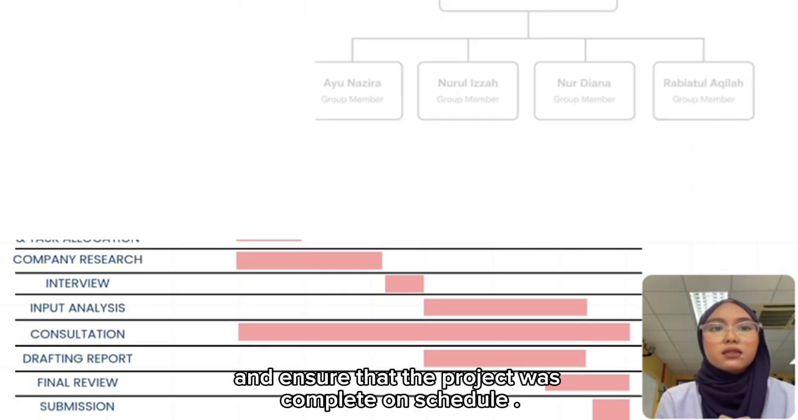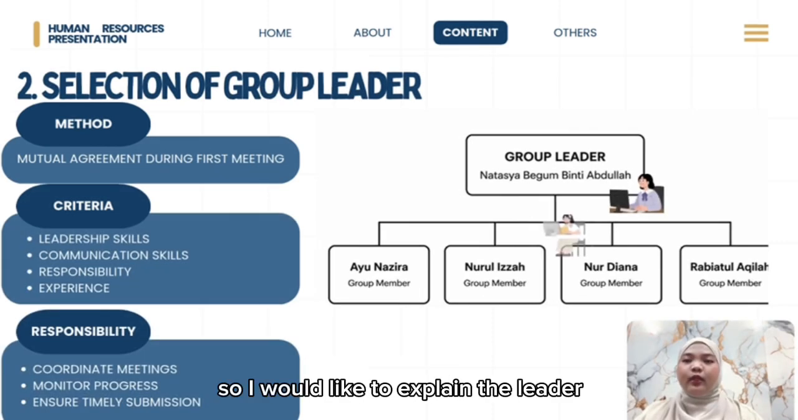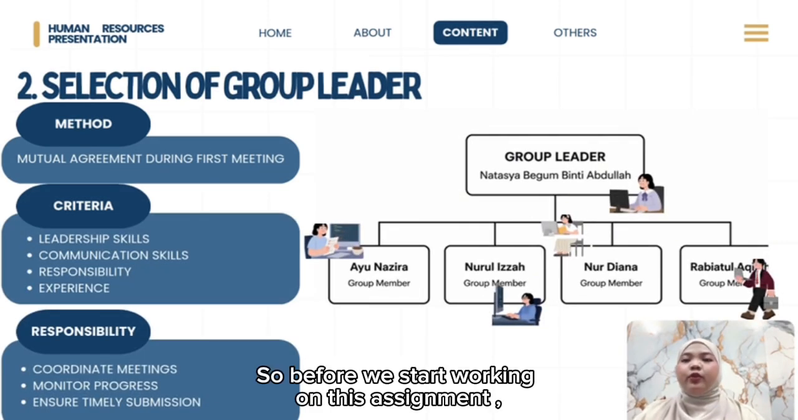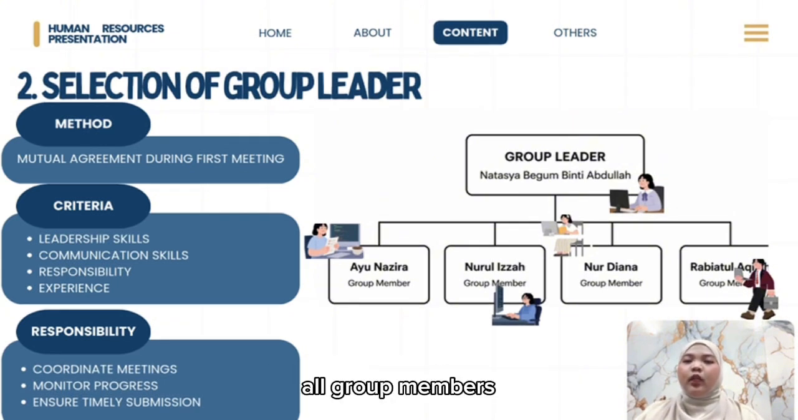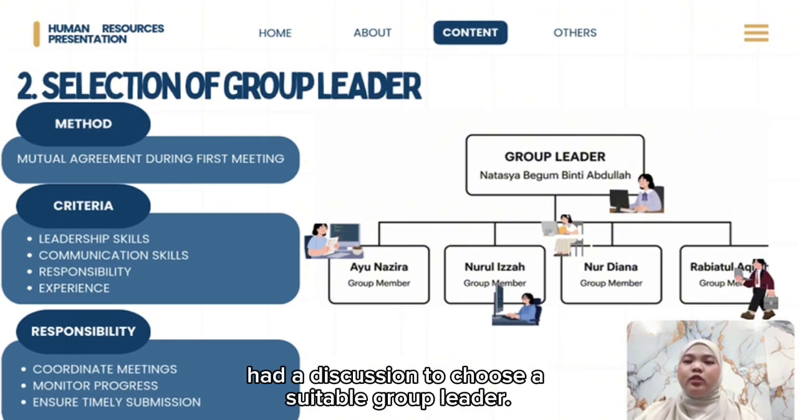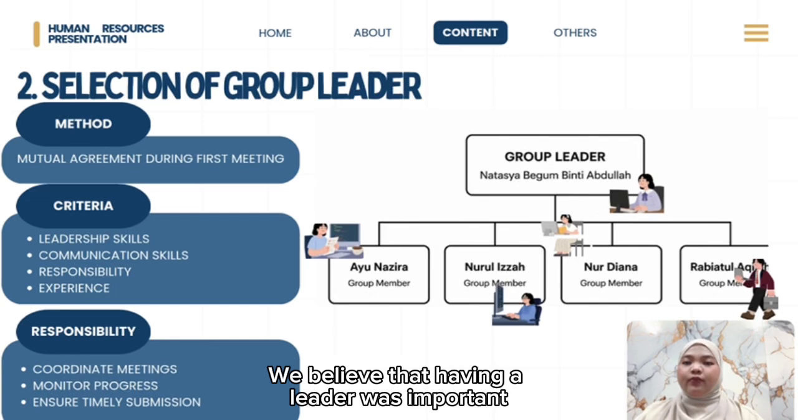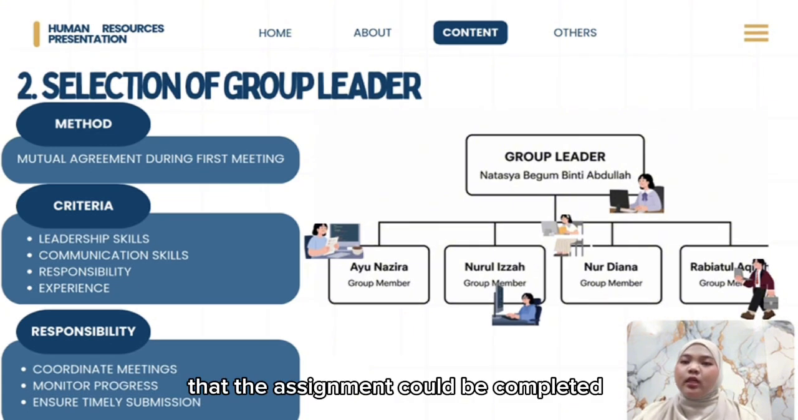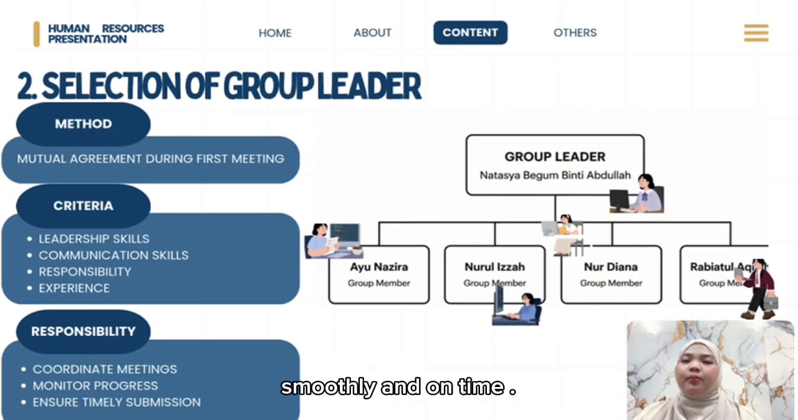Hi everyone, so I would like to explain the leader selection process for our group. So before we start working on this assignment, all group members had a discussion to choose a suitable group leader. We believed that having a leader was important because the leader would help coordinate the group, manage tasks, and ensure that the assignment could be completed smoothly and on time.